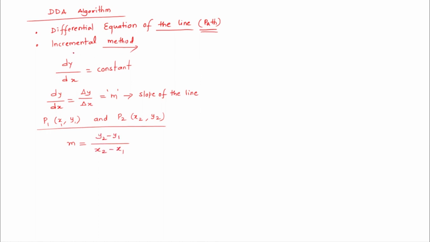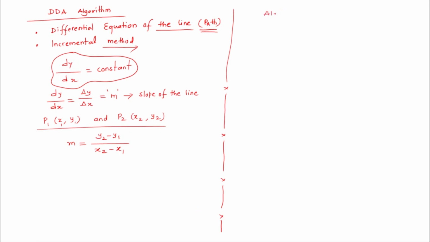If you know this equation, then we can easily find the successive points based upon the information of the previous points. The DDA algorithm is based on this philosophy, this technique only. The DDA algorithm follows this differential equation solution based upon the incremental method. The algorithm has the following steps.